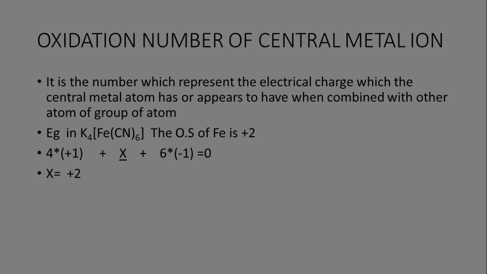Example, if I take the whole compound K4[Fe(CN)6] and I want to check the oxidation number of Fe, I know potassium's oxidation number is +1. So I write 4 times +1 plus x, where x is the oxidation number of the central metal ion, plus 6 times -1. -1 is the charge carried by the CN ion. And in totality, the compound does not carry any charge, so I write 0. So what is the central metal ion oxidation number coming out to be? It comes out to be +2. So the oxidation number of the central metal ion is always positive.